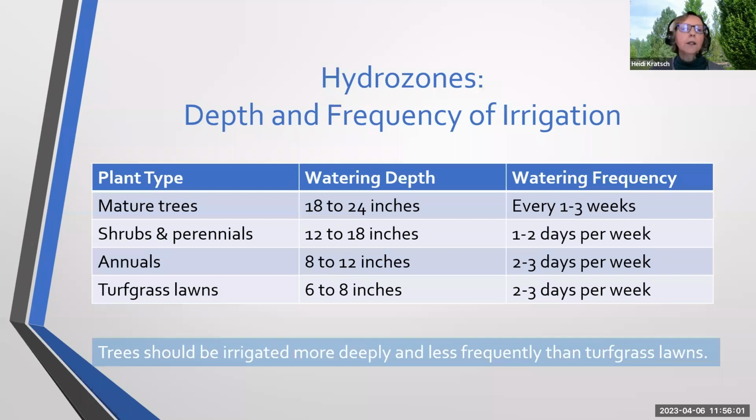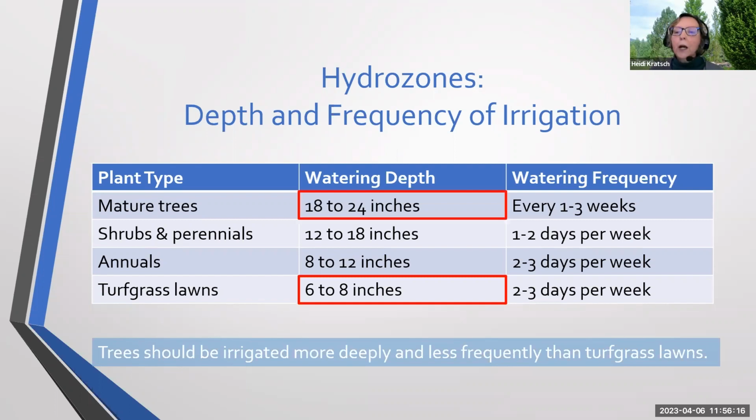And let's look at some of the differences in depth of rooting. This slide illustrates the different rooting depths, and therefore the different watering depths, for various landscape plant types. Note in the middle column that tree roots can be up to 3 times deeper than turf grass roots, especially with a mature tree. So trees need to be watered more deeply than turf grass.